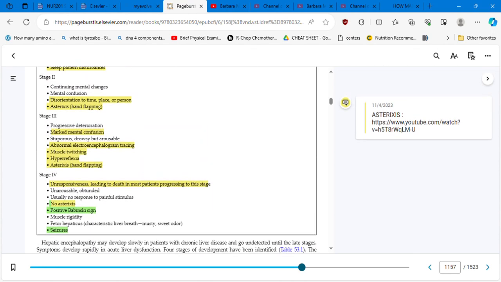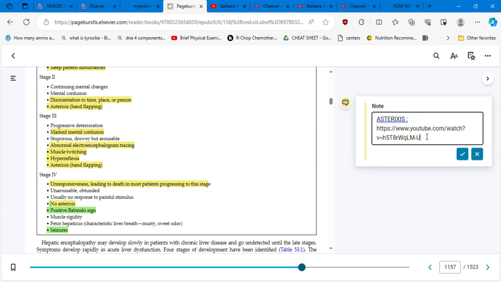So I want you to double check on asterixis to be familiarized, since this is a symptom that is going to appear early, in the first stage of the cirrhosis.